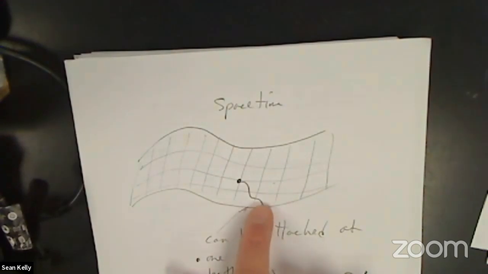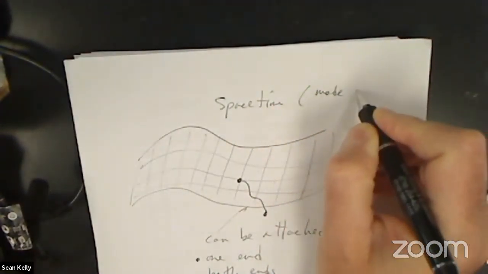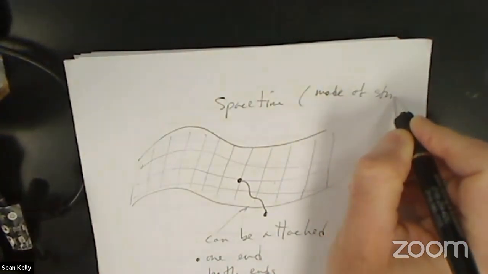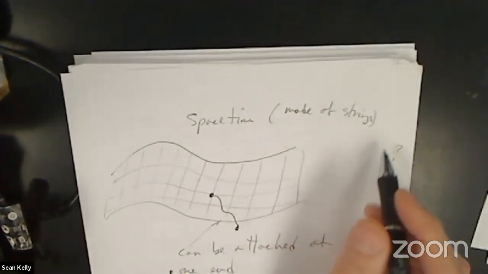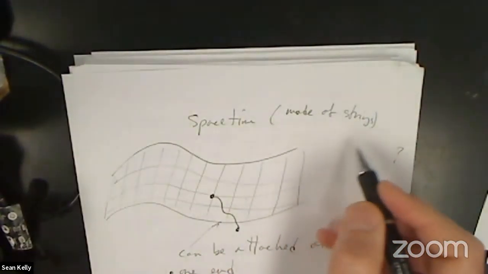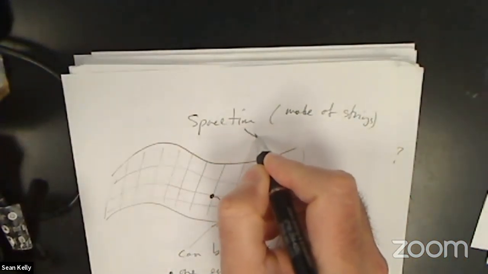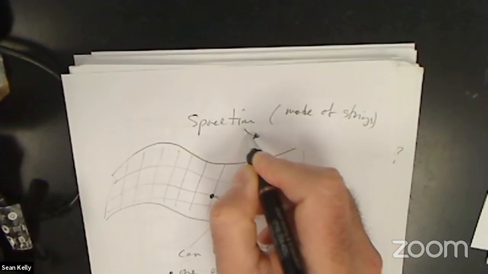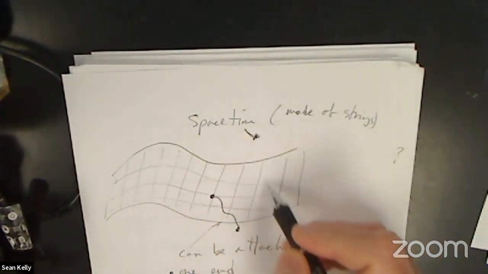I didn't really tell you that. I made it space-time and then I attached a string, but actually space-time is made of strings as well. Not a single one. Does anybody know what a grid of strings is called? It has a name that's really quite useful. What is a string grid?